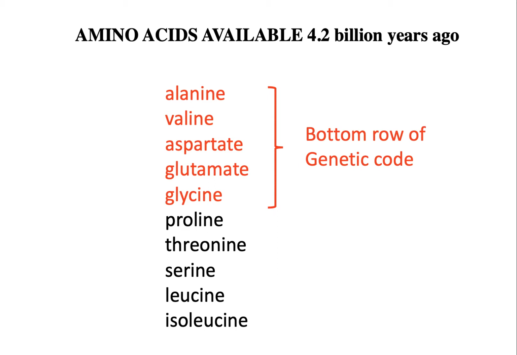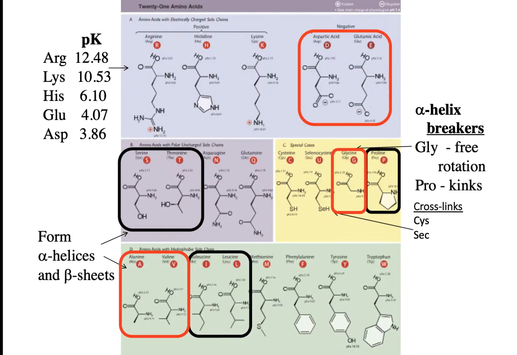Also, those are among some of the simplest amino acids, and of course they were available a long time ago. So here are those 10 amino acids: alanine, valine, isoleucine, and leucine, aspartate or aspartic acid, glutamate or glutamic acid, glycine, proline, serine, and threonine. So you have members of each one of these categories.